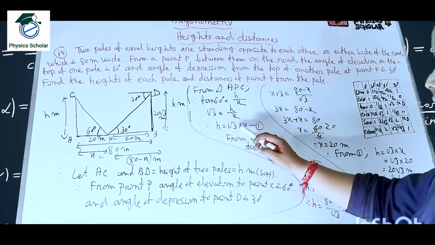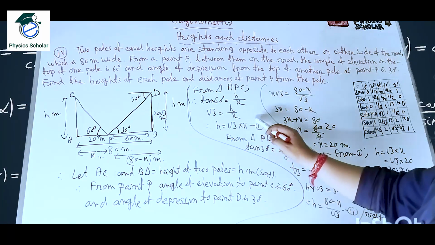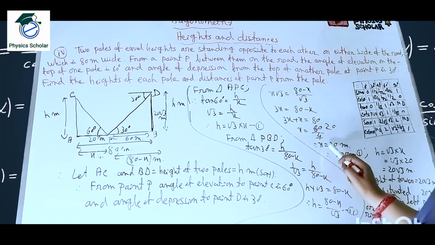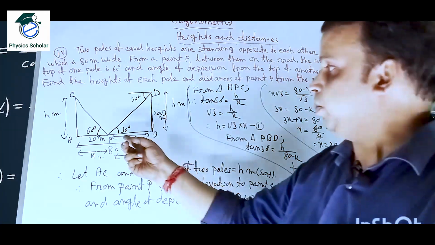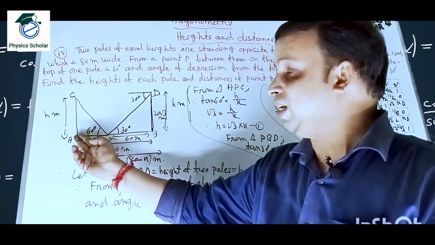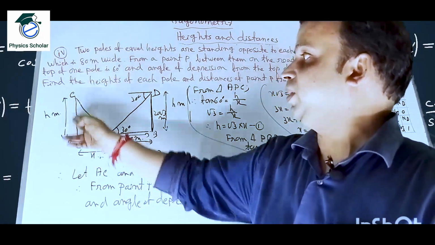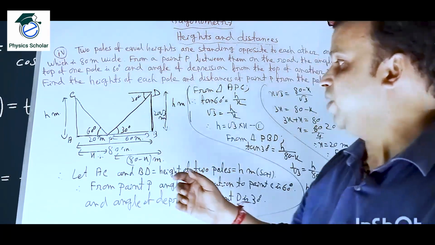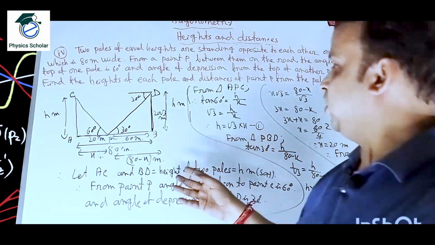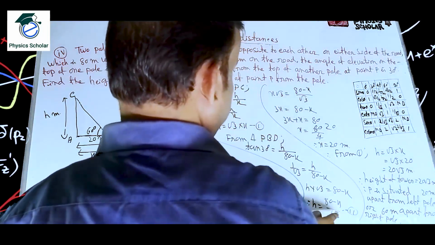So comparing, h is equal to this, h is equal to this. So comparing, we can write this is equal to this. So from here the value of h is equal to 20 meter. That means the point P is situated 20 meter apart from the left side pole. Clear? Now we can put the value of x in any equation, either equation 1 or equation 2.